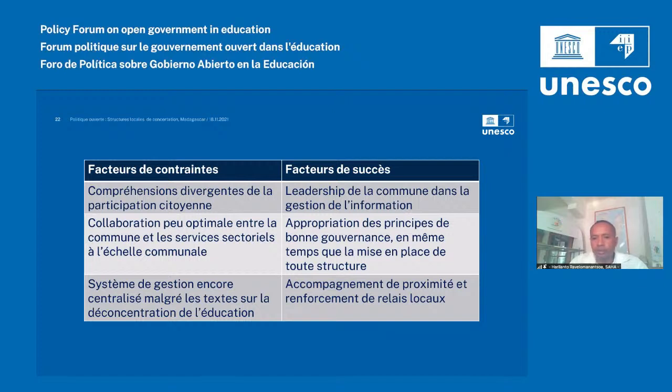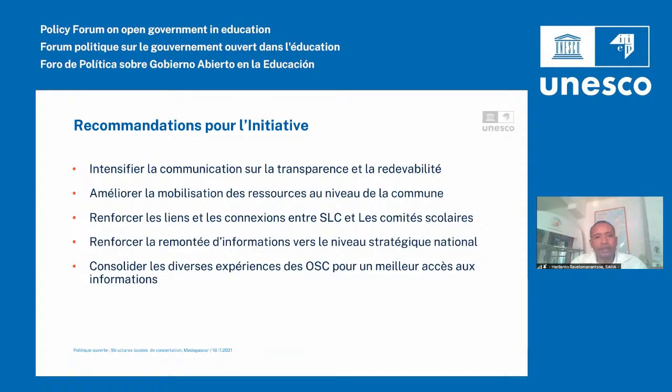And as the success factors, you have the leadership of the township in information management, the ownership of principles of good governance, and local support and strengthening of local relays. This is my last slide, and we have some recommendations.